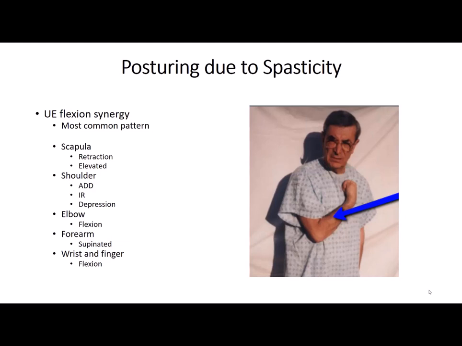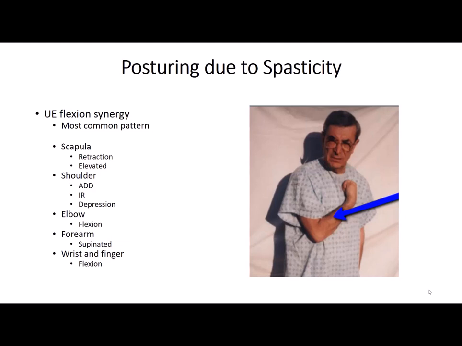With this pattern, the scapula is going to be retracted and elevated, the shoulders adducted, internally rotated, and depressed. Elbow is going to be flexed, forearm supinated, and wrist and fingers are going to be flexed. This pattern can also be seen in a patient with milder spasticity, such that when they try to use the extremity that's been affected, all of the muscles move in this pattern.